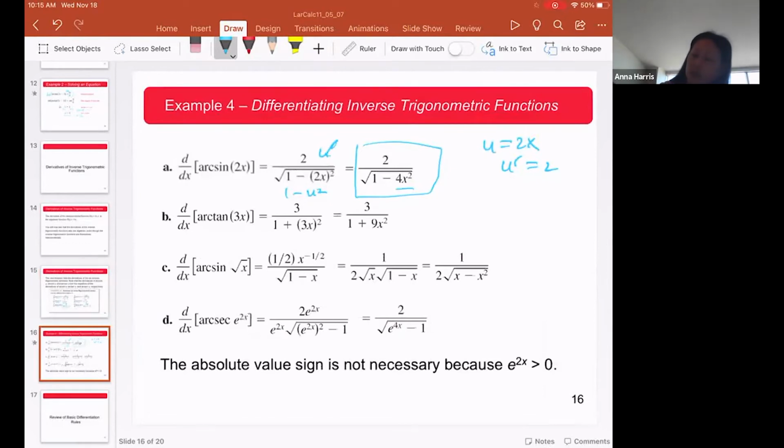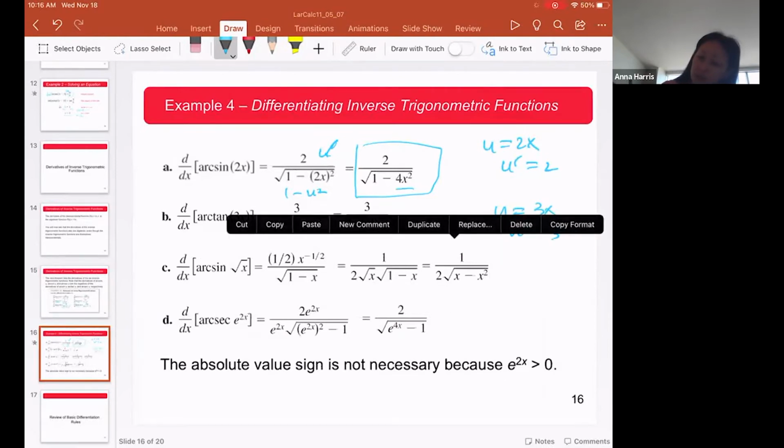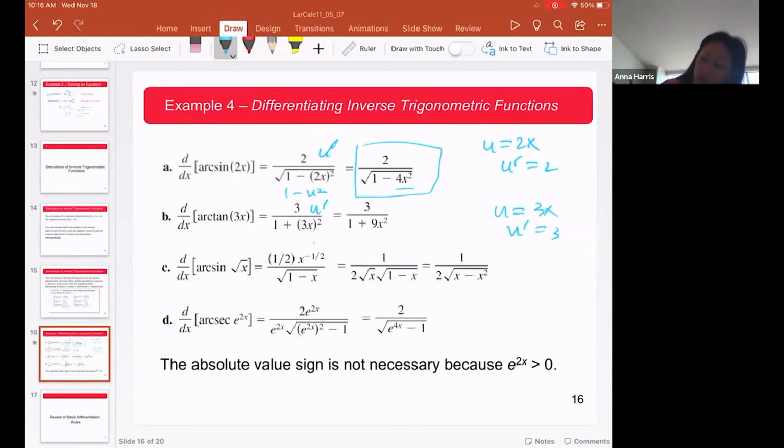Next one, you're gonna tell yourself again, u in this case is a 3x, so u prime is 3. So plug back into my formula, and the formula says u prime over what? 1 plus u squared. That's the formula. So I'm going to do 1 plus 3x squared, and u prime is of course 3. So you're done.